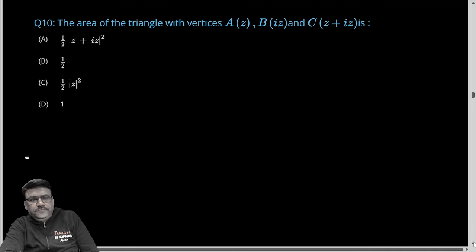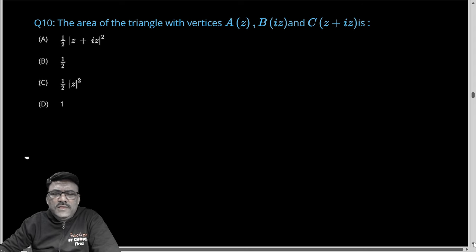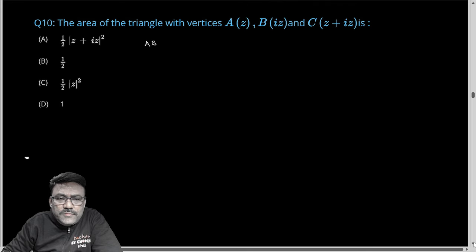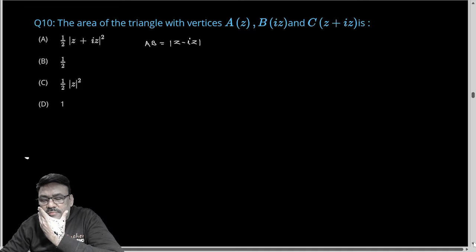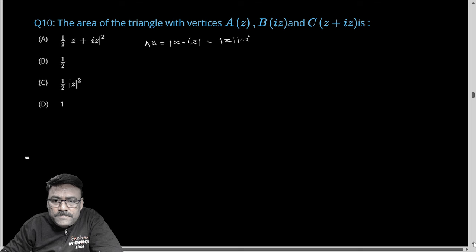Now let's see. Area of the triangle with vertices Z, iota Z, and Z plus iota Z. So what is the area of the triangle formed by these 3 points? Let's find the side lengths of the triangle. If I find side length AB, AB means distance between A and B. So that will be mod Z minus iota Z. Whenever you are taking the distance between two complex numbers, it is equal to the mod of their difference. So it is mod Z mod 1 minus iota, which is root 2 mod Z.